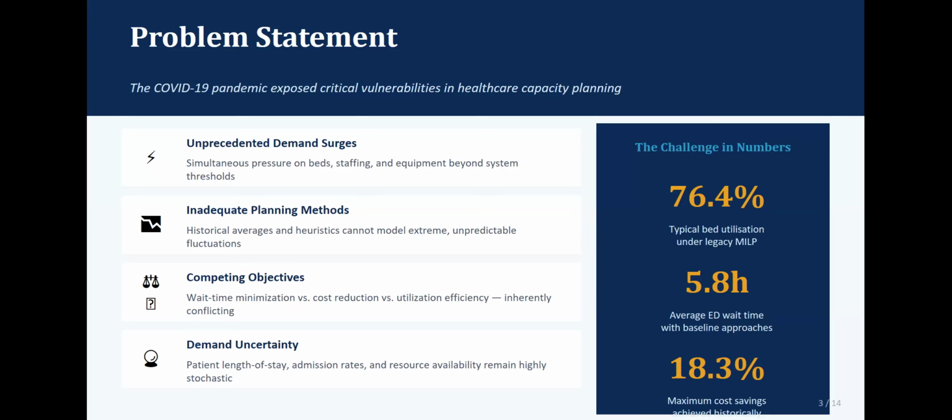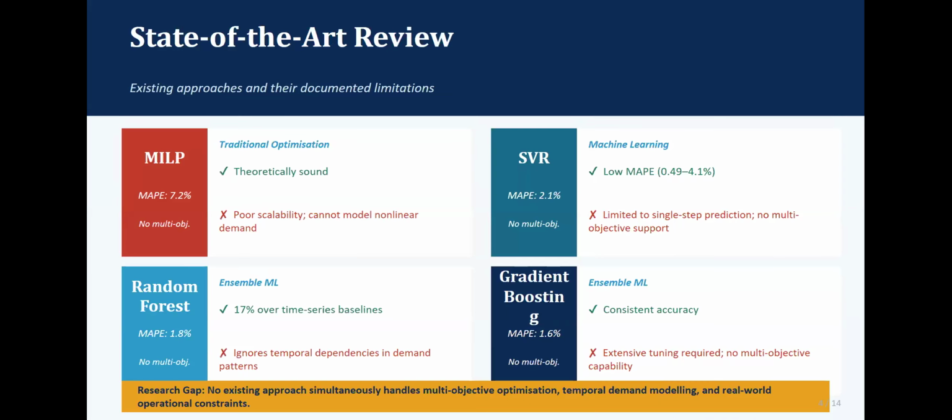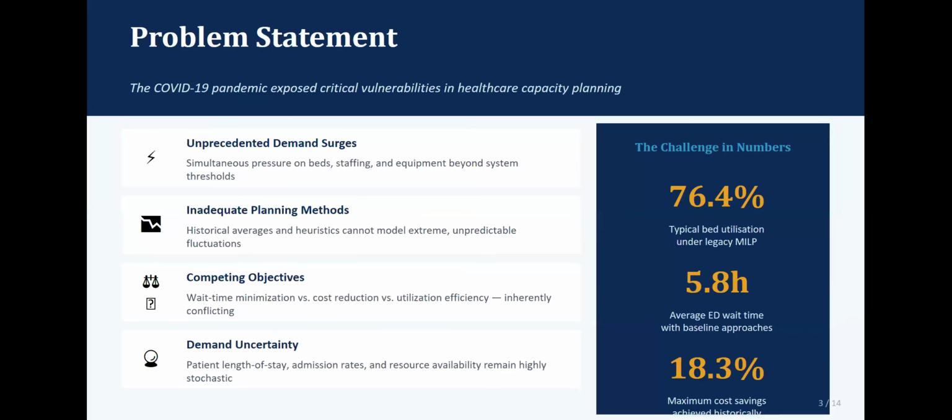Some of the challenges here are that the numbers are very alarming, because of inadequate planning methods, competing objectives, and a lot of demand uncertainty. Because of that, we thought of going ahead and proposing a method wherein we can utilize the optimal resources within the available resources.